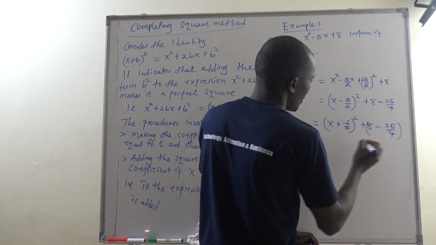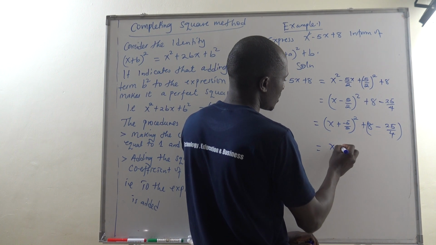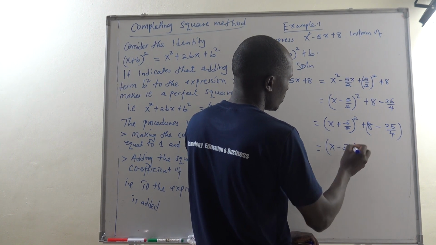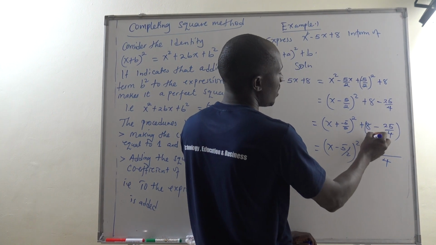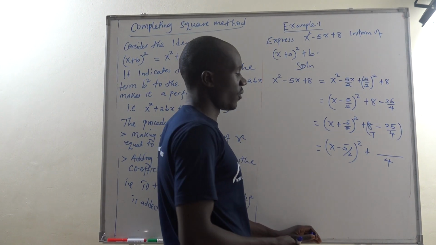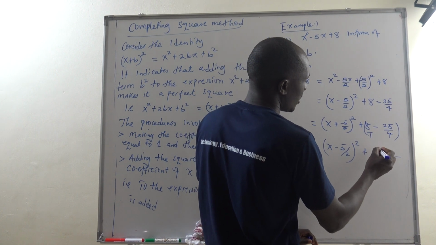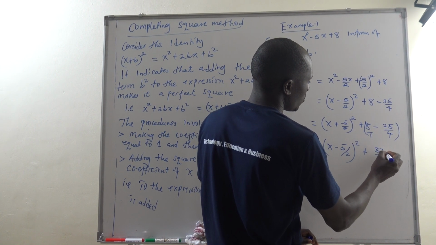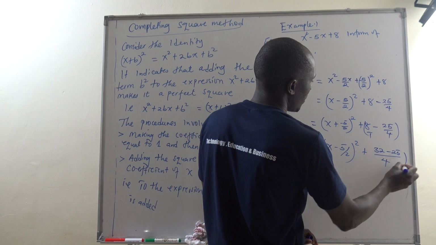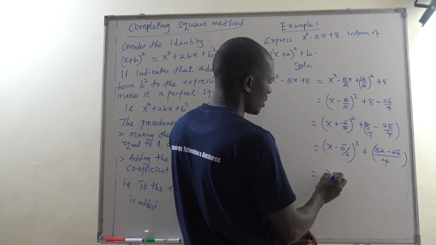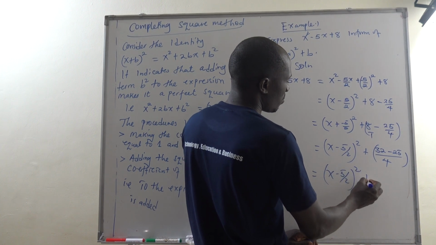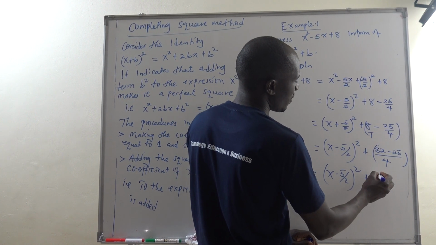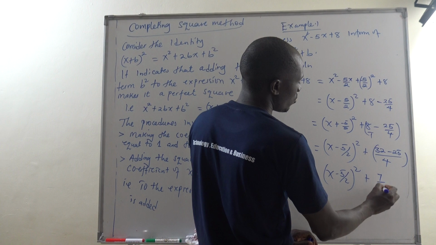What is the LCM here? I've got (x minus 5 out of 2) squared plus, what is the LCM? It is 4. 4 divided by 1, we are getting a 4. 4 times that, we are getting 32 minus 25. So what does it become? (x minus 5 out of 2) squared plus 32 minus 25, we are getting 7 out of 4.